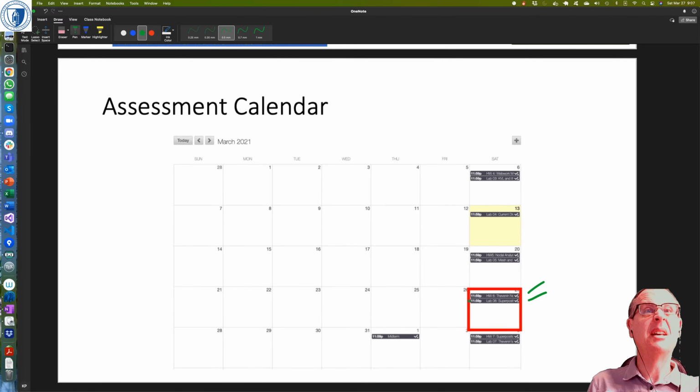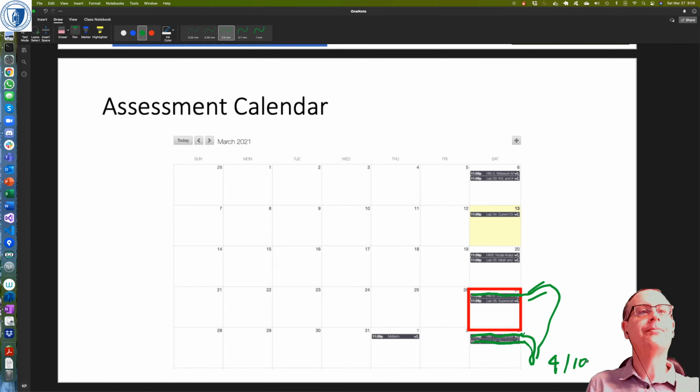The only thing that is due here is that lab, and those three things, that one and those two, are moved to the 10th.